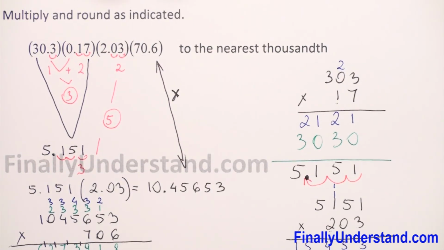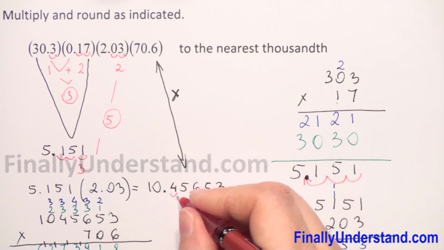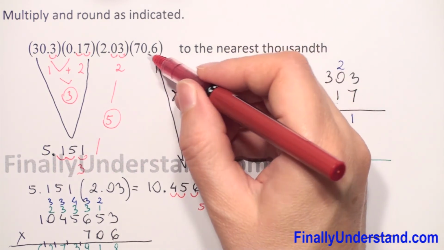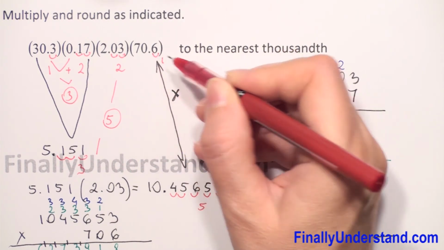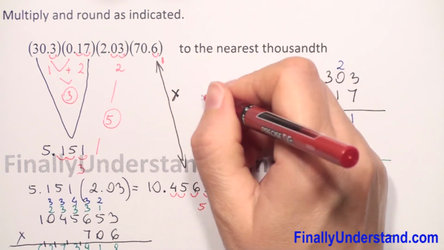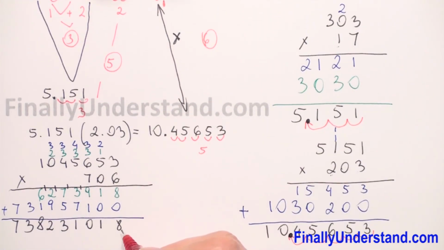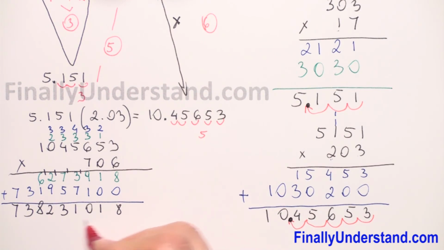Now we have to count decimal places. In the first factor we have how many digits after decimal point? Let's count. 1, 2, 3, 4, 5. So 5 decimal places. And in the second factor we have 1 decimal place. So 1 plus 5, so we have 6 decimal places in our solution. So let's count now from the last digits. We're going to the left, so right to left. 1, 2, 3, 4, 5, 6. So the decimal point will be between 8 and 2.